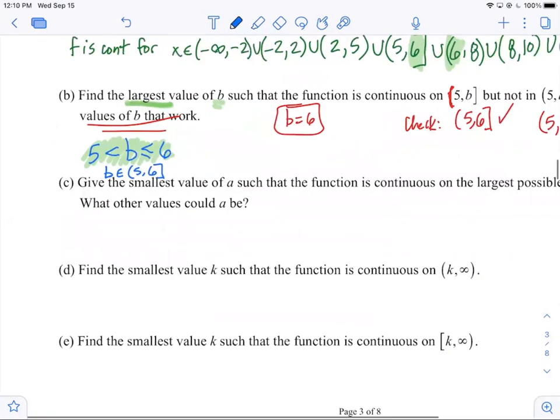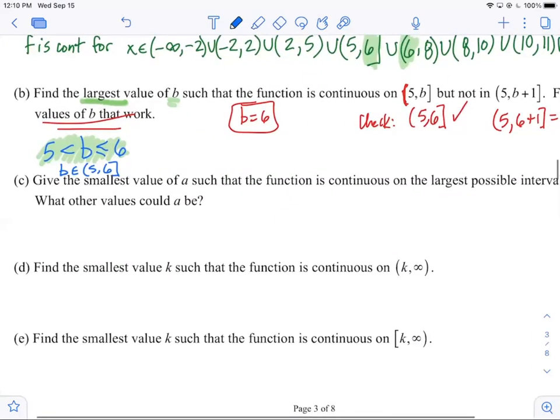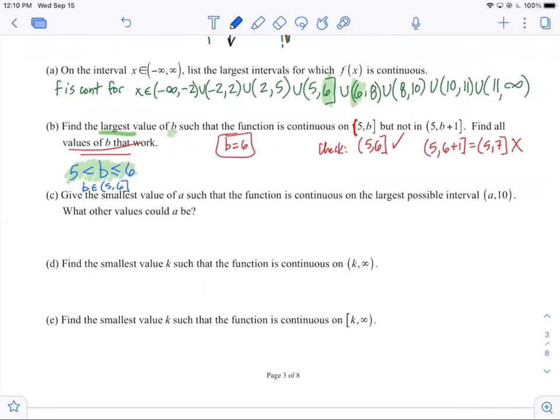All right, so now that you kind of have the idea there, go ahead and do part C, D, and E on your own, all right? And then we'll talk about it. C, D, and E on your own.